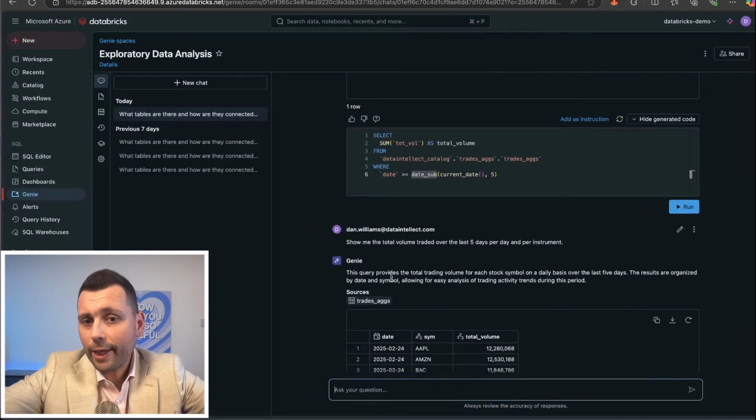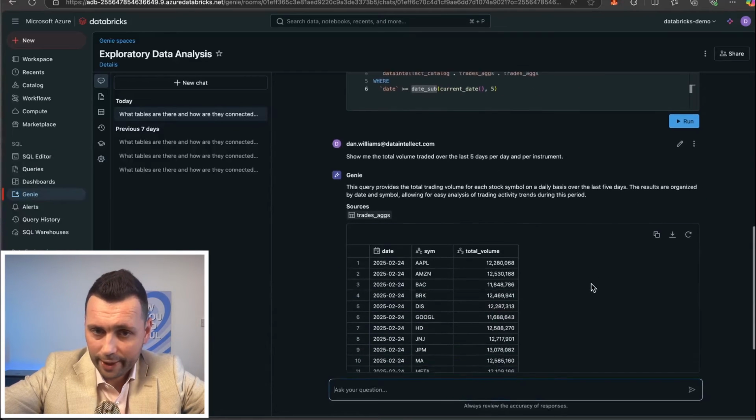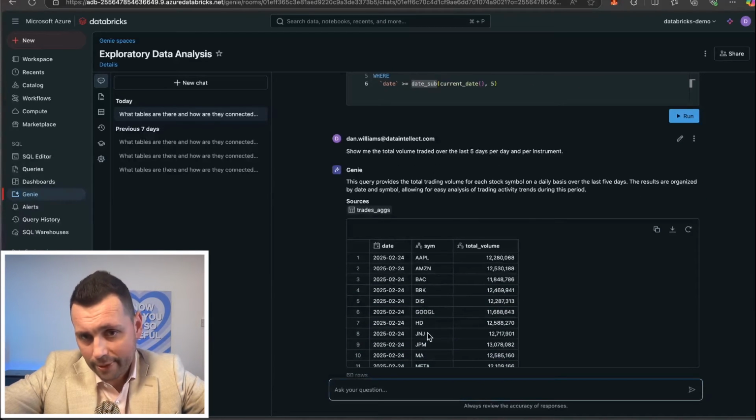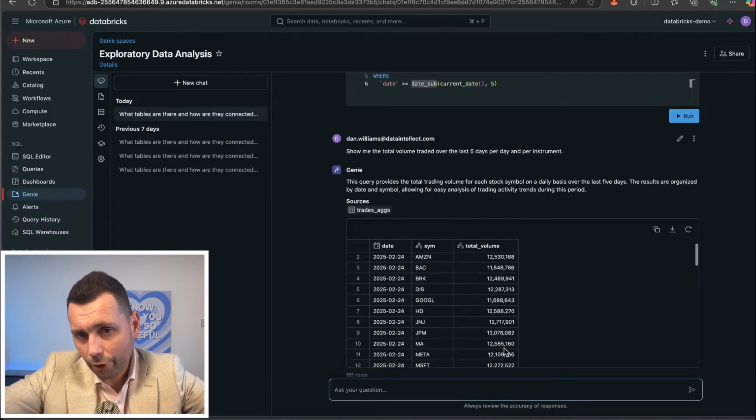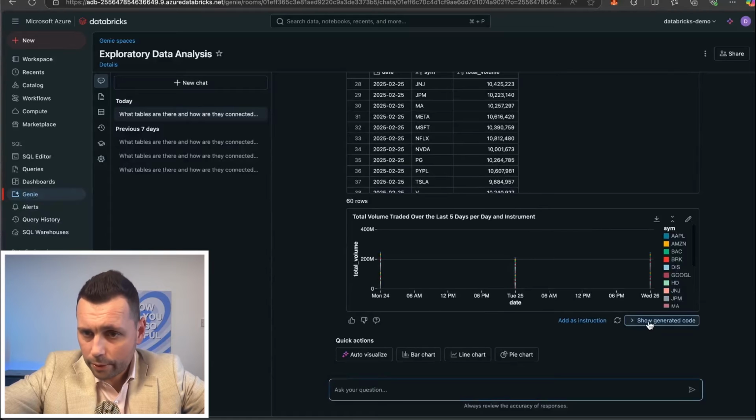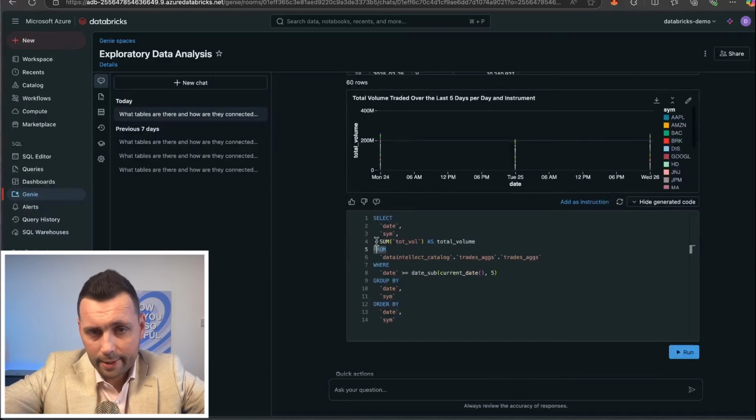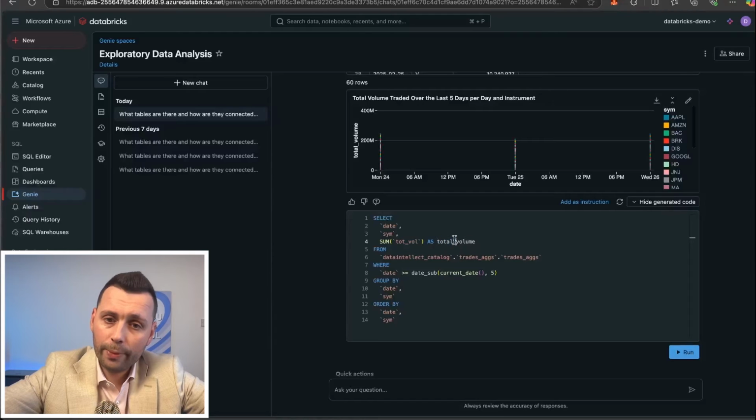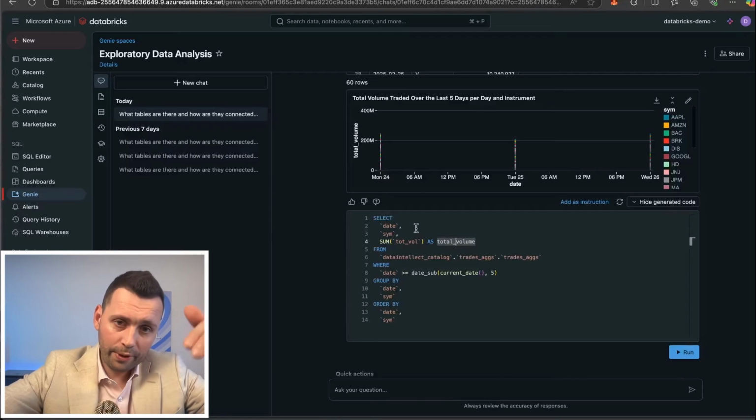This query provides the total trading volume for each stock symbol on a daily basis over the last 5 days. We have the date, we have the symbol, and we have the total volume per symbol. Let's see the actual SQL to see whether it makes sense. So again, it grouped by date and symbol, that's fine. And it calculated the sum of total volume as total volume. This query makes perfect sense as well, and we can see that it built upon our previous query.